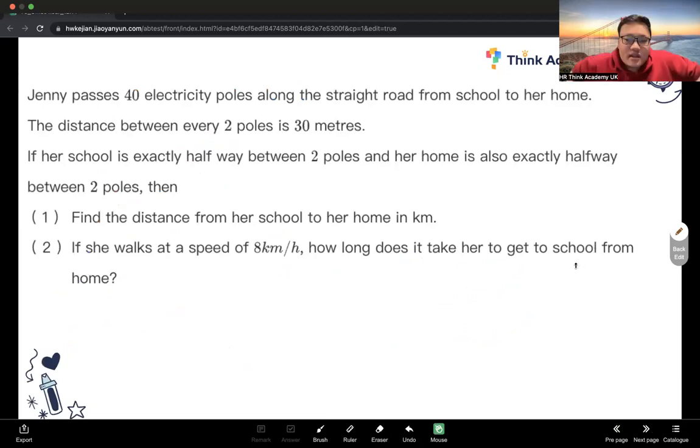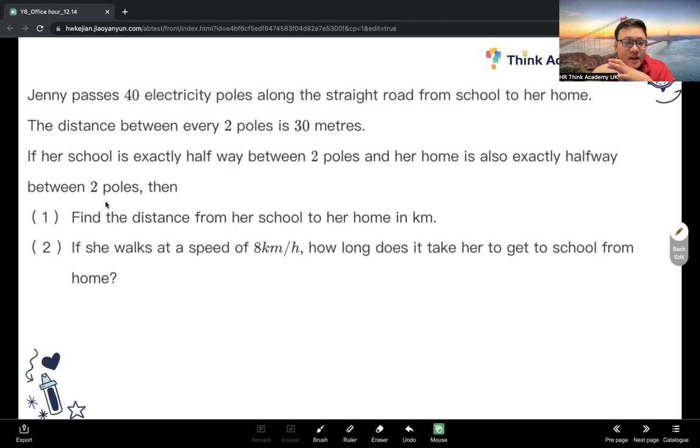So guys, we learned this one in our summer holiday lessons, and it's about intervals, right? Jenny passes 40 electricity poles along the straight road from school to her home. The distance between every two poles is 30 meters. If her school is exactly halfway between two poles and her home is also exactly halfway between two poles, you need to find the distance from her school to her home in kilometers.